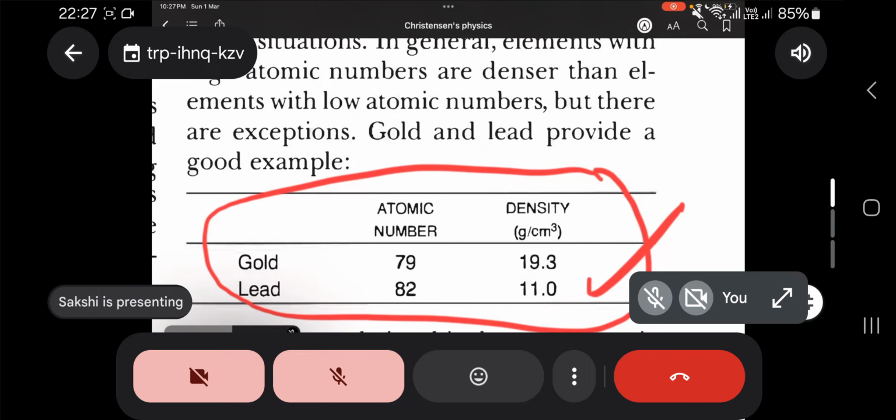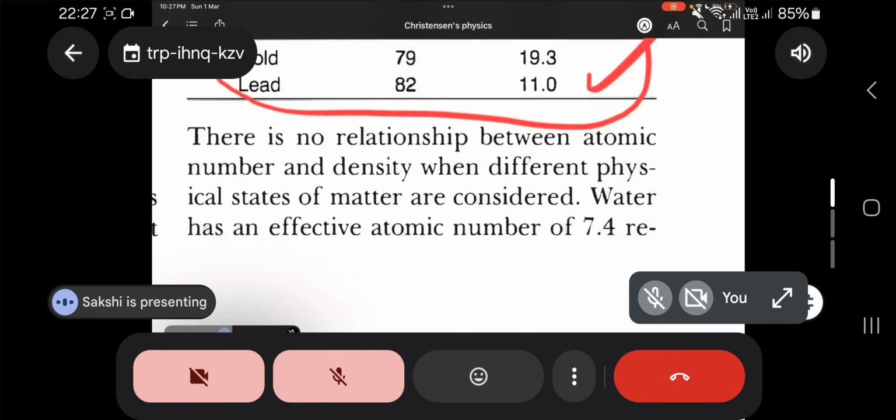Yes, ma'am. Done, no? There is no relationship between atomic number and density when different physical states of matter are considered. What does it mean? Anyone please explain me? You can use this formula also, water. Sorry, reference also. Anyone please explain me?